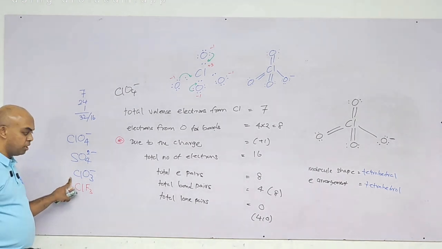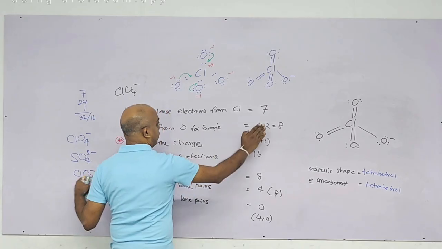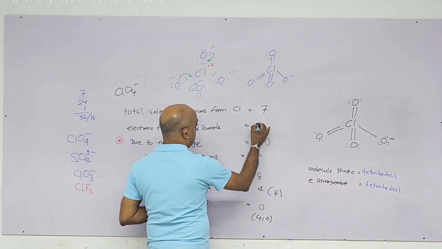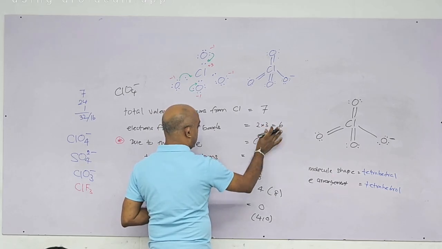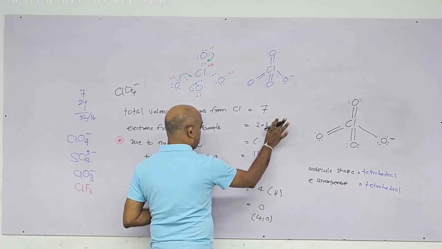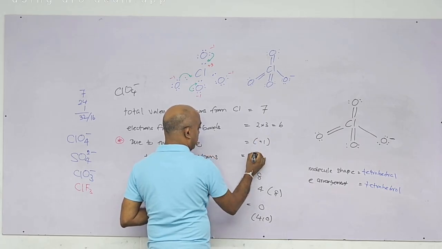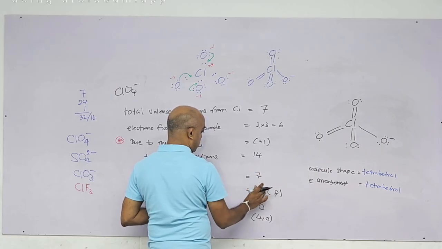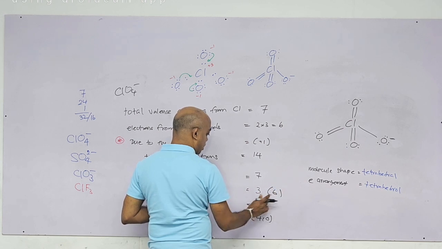I will take this one, ClO3 minus. So ClO3: 2 into 3, right? This is 6. Due to the charge, this is plus 1. Then all together there are 14, so 7. Then there is 3, 6 will be consumed. This is 3, 1.